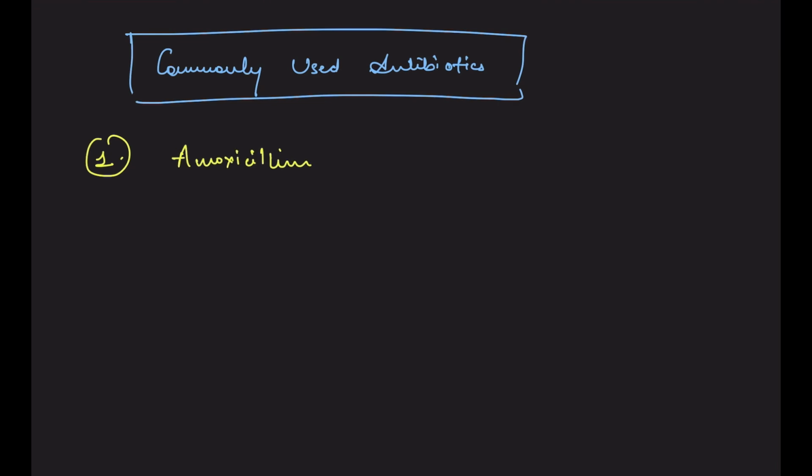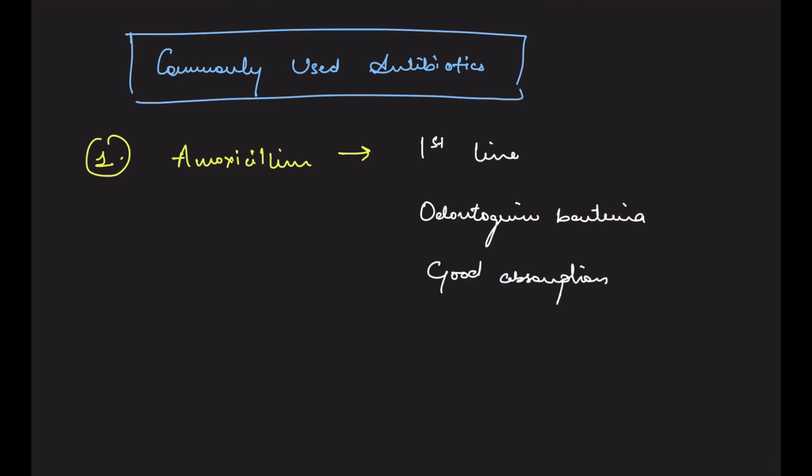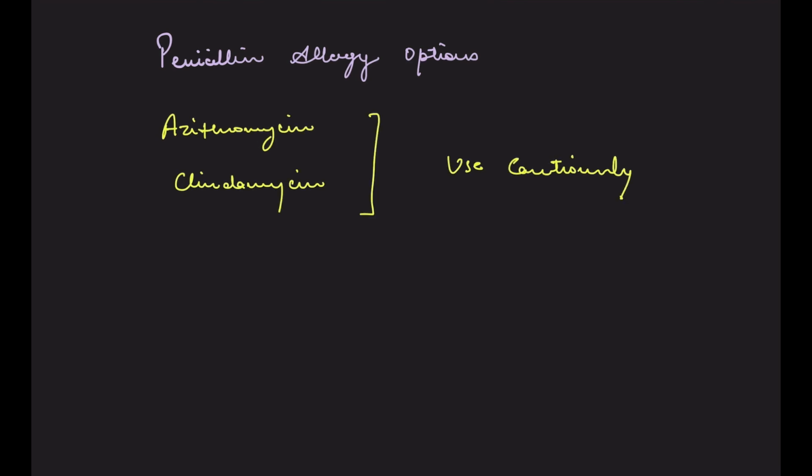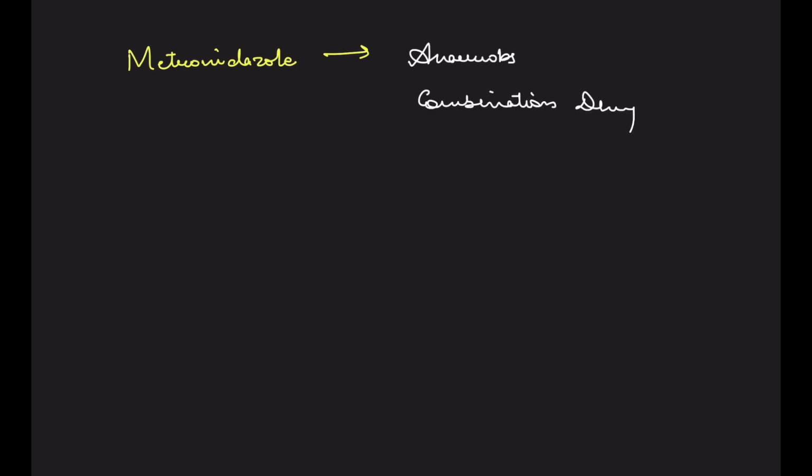Now, let's briefly talk about the commonly used antibiotics in dentistry. Amoxicillin is usually the first line antibiotic because of its effectiveness against common odontogenic bacteria and good oral absorption. In more severe infections, amoxicillin combined with clavulanic acid may be preferred. In patients who are allergic to penicillin, alternatives such as azithromycin or clindamycin may be used, keeping in mind their indications and possible adverse effects. Metronidazole is effective against anaerobic bacteria and is commonly used in combination with other antibiotics, but it should not be used alone for odontogenic infections.